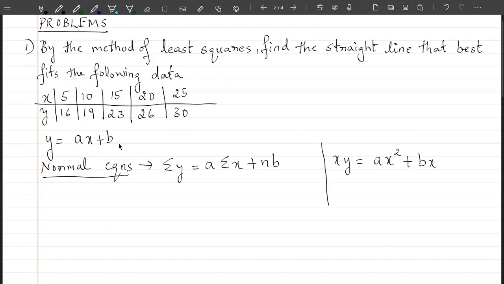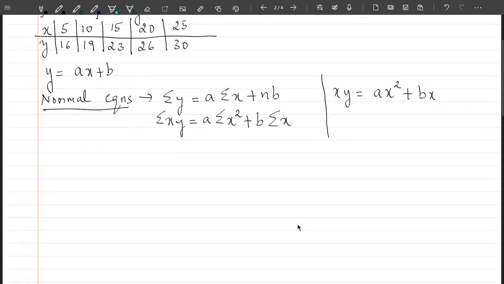So if you apply summation on every term over here, now I get the second normal equation, that is summation xy equal to a summation x square plus b into summation of x. So now I have two equations here, and using them I have to get the values of a and b. But what else do I need? I need to know the values of all these summations. So for that, let's make the required table.